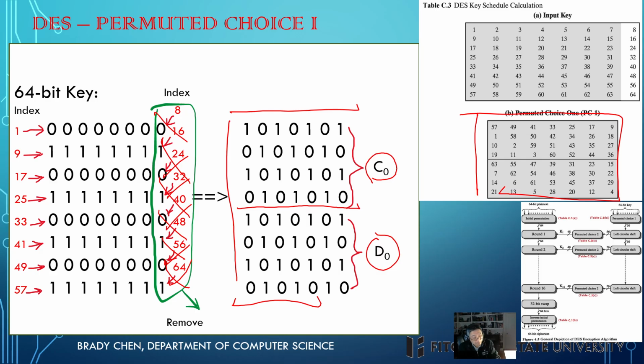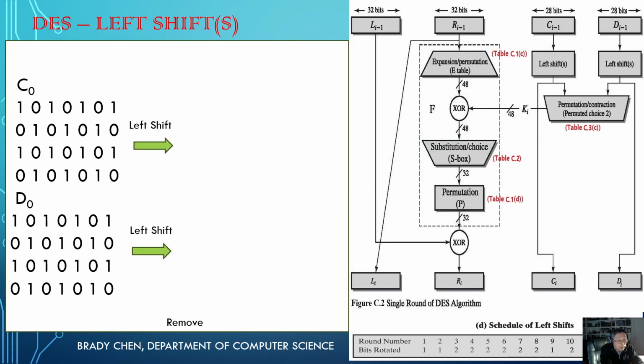Okay, so let's move forward. After the permuted choice 1, we eventually get the result C0 and D0. Now C0 is 28 bits, which is the first half of the 56 bits. And D0 is also 28 bits, which is the second part of the 56 bits. So now the next thing we're going to do is the left shift.